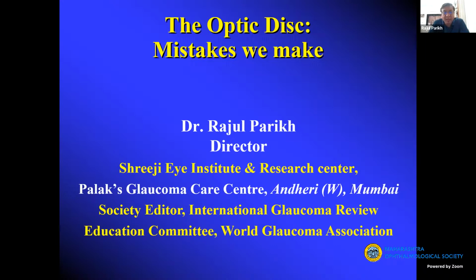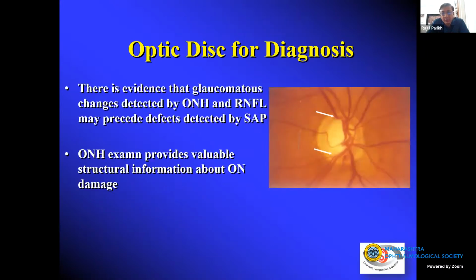So I'll be talking about the mistakes we commonly make during optic disc examination. Since we have only 6 minutes, I will try to cover the most important points. Now we know optic disc examination is very important for the diagnosis as well as, of course, progression. But if you look at some of the studies, the optic nerve can pick up the damage much before white on white perimetry. So careful optic disc examination is a very important part not only of glaucoma but of the comprehensive eye examination.